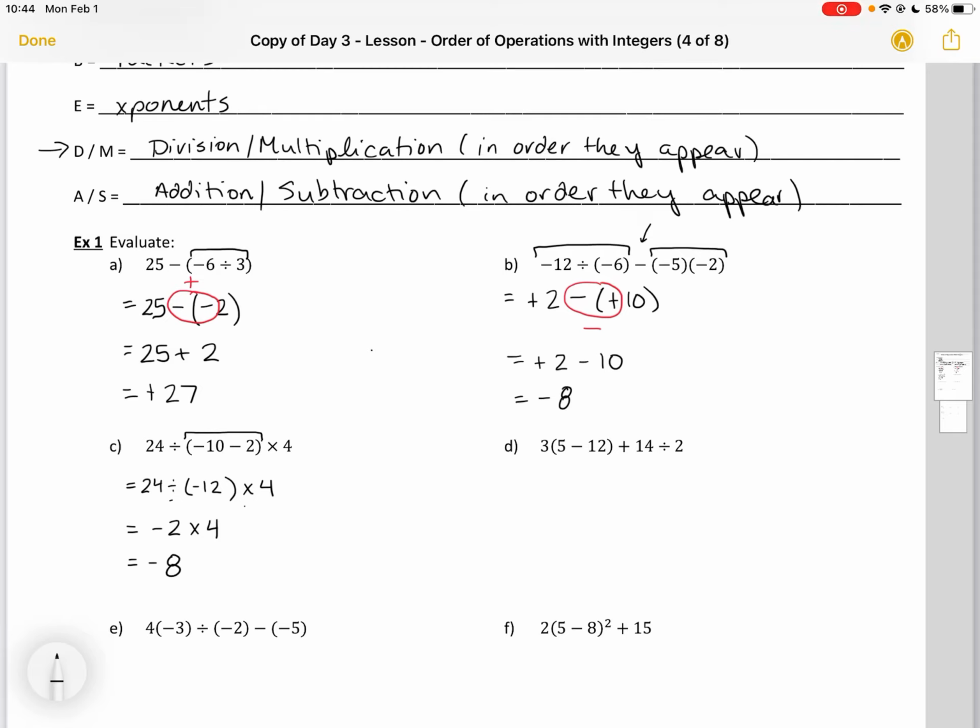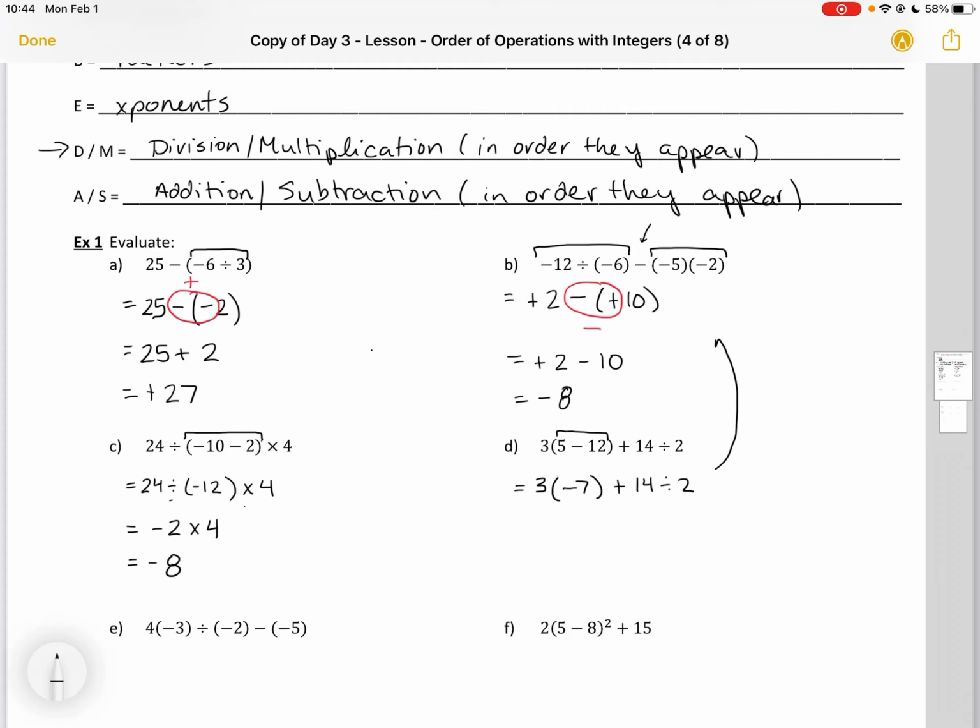Example D, similar sort of question. 3 times 5 -12. That operation is in brackets. That is the one that we need to do first. And then I've got +14 divided by 2. So let's go ahead and evaluate that operation in brackets. 5 -12 is going to give me -7. Now I've got +14 divided by 2.